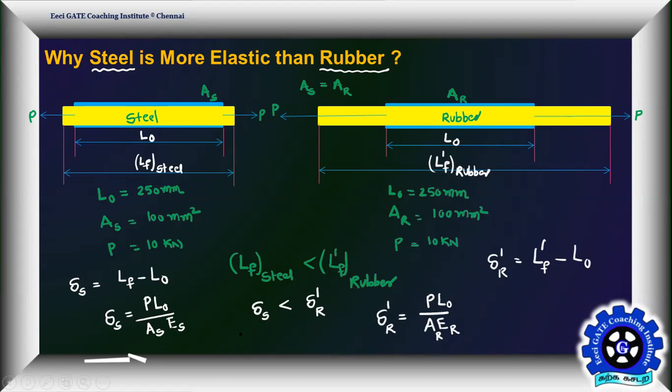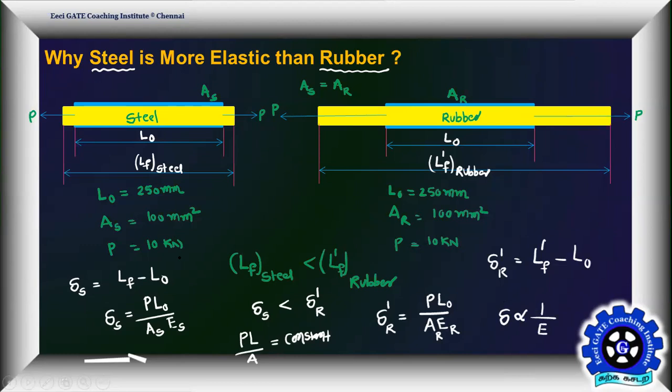Here PL by A is equal to constant. Correct na? Constant or not? Then we can say here delta will be inversely related with E. Remaining three are constant. Delta will be inversely related with E.